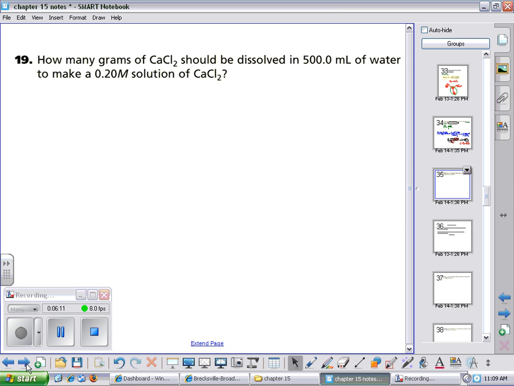All right, let's try one more. This one, they're asking how many grams of calcium chloride. Well, in the equation, it doesn't say anything about grams. It's moles and liters is what you have in your problem. But if you know how many moles you have, you can convert to how many grams you're going to have. So that's what we're going to have to do.